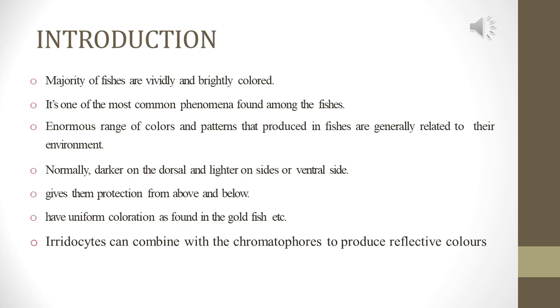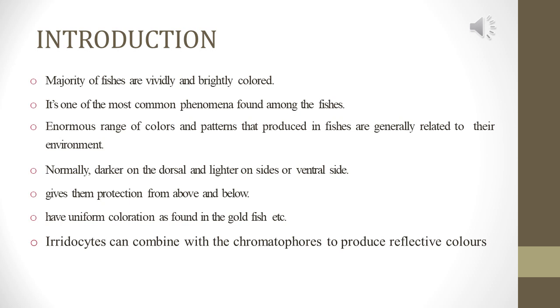The enormous range of colors and patterns produced in fishes is generally related to their environment. Normally, they are darker on the dorsal side and lighter on the sides or ventral side. This phenomenon gives them protection from above and below. When a predator sees from below, the body color of the fish resembles the color of the sky and they are camouflaged. Similarly, when a predator sees from above, the color of the fish's upper side is camouflaged with the stones of the sea present inside.